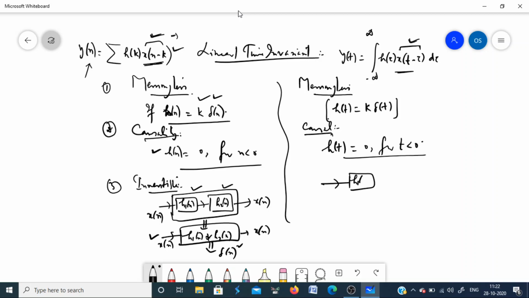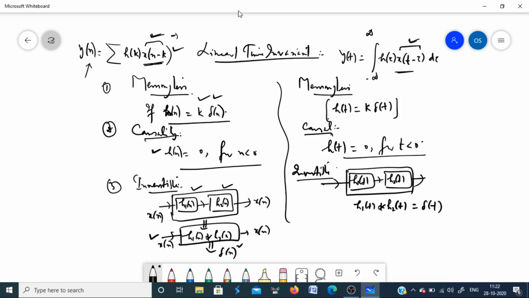And the same is the case here. If one system with h1(t) has an inverse system with impulse response h2(t), then the combination will form an invertible system only if the convolution of h1(t) and h2(t) is equal to delta(t). This is for invertibility.